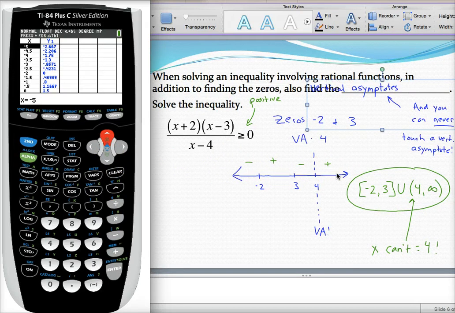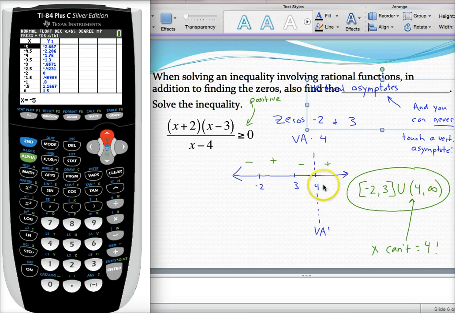To finish this problem then, I was asked to determine where this rational function was greater than or equal to 0. In other words, where the graph is positive. Well, between -2 and 3, that interval was positive. And because I could be equal to 0, I used brackets. That equal to bar means brackets are okay. There's also a section where if I'm bigger than 4, I'm also positive. So notice from 4 to infinity is my other interval where the graph is positive.